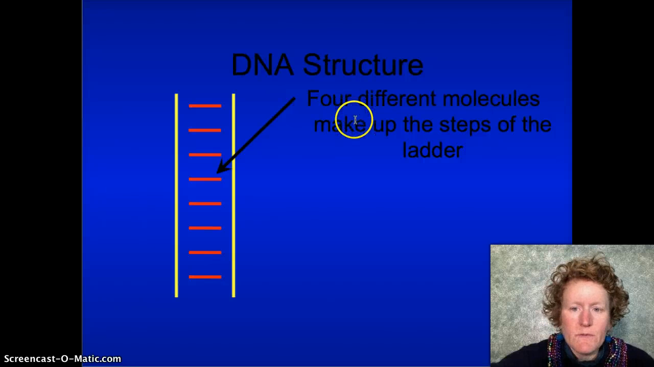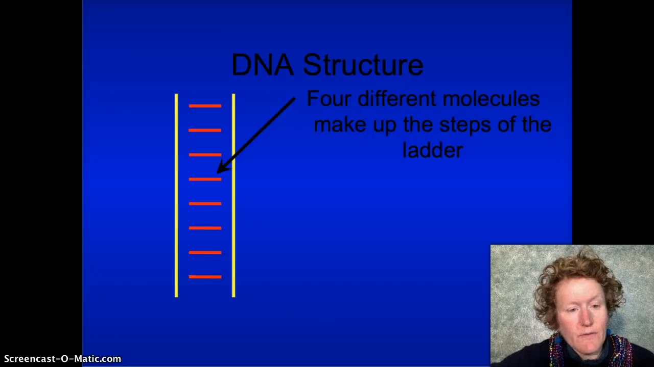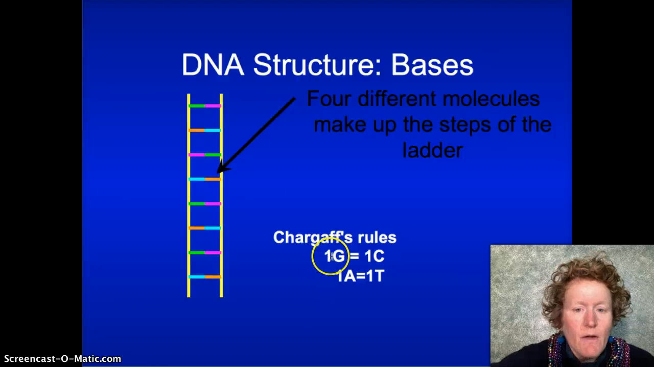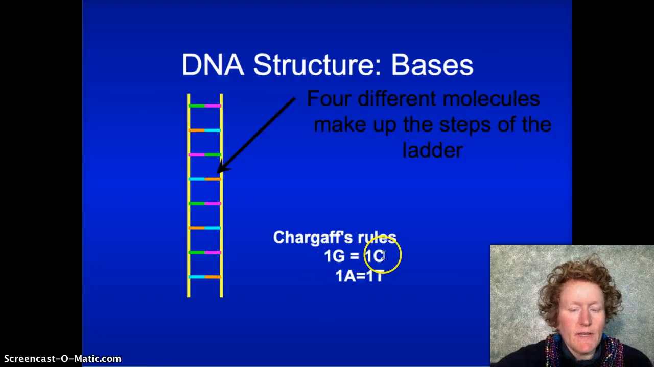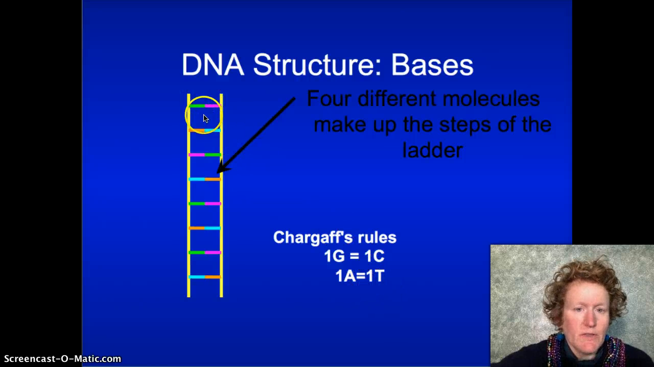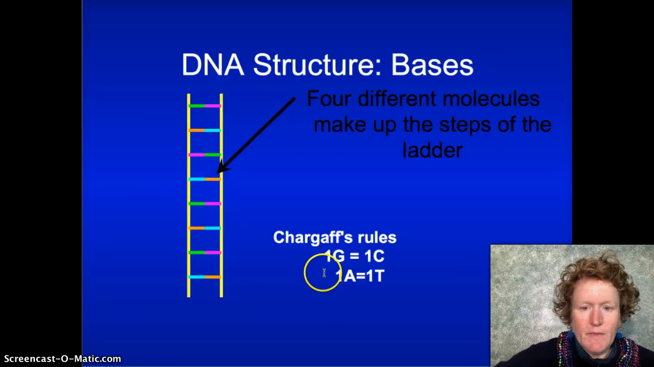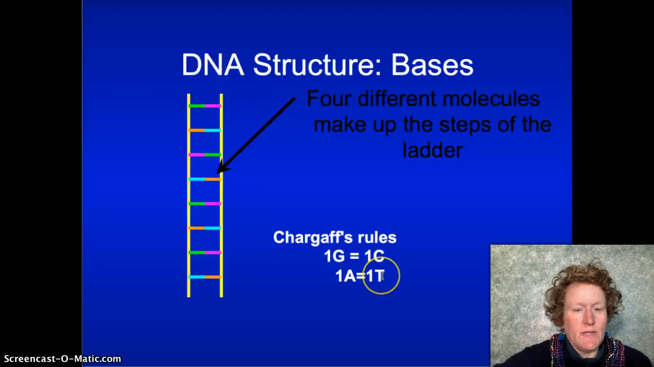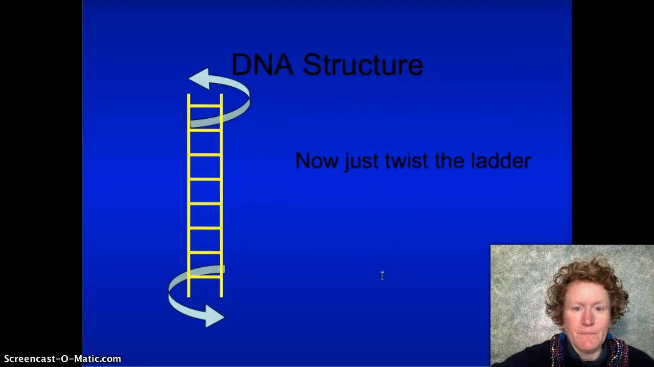4 different molecules make up the steps of the ladder. We talked about the 4 bases that are the code of DNA. And they follow Chargaff's rule. For every guanine, you have a cytosine. For every adenine, you have a thymine. See how there are 4 different colors to these steps? And orange always goes with blue, and pink always goes with green. That's G always pairs with C, and A always pairs with T in DNA.